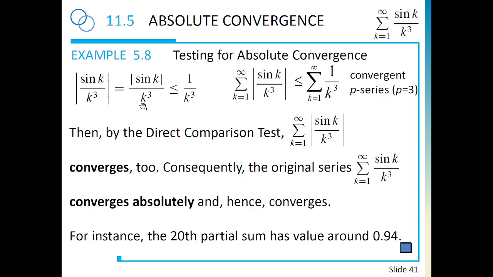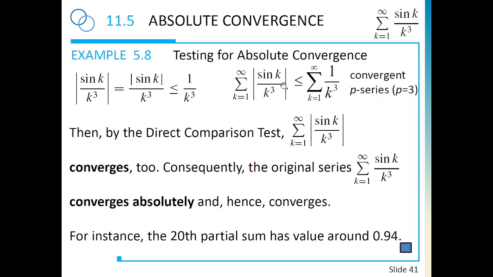K cubed is obviously positive for k equal 1, 2, 3, 4. And the absolute value of sine k goes between 0 and 1, so it is smaller than or equal to 1. So this is smaller than the series 1 over k cubed. So our absolute value series is smaller than the p series with p equal 3. Now we know that the p series with p equal 3 is convergent.